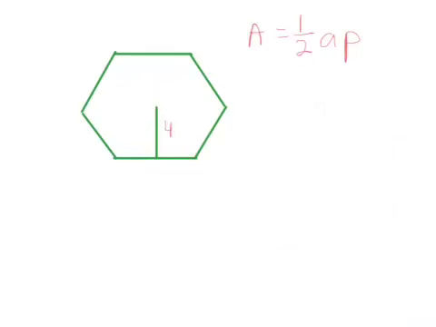We are told to find the area of a regular hexagon whose apothem is 4. Now, the formula for the area of any regular polygon is area equals 1/2 times the apothem times the perimeter. The apothem we're told is 4, and the perimeter is all we need to find in order to find the area.